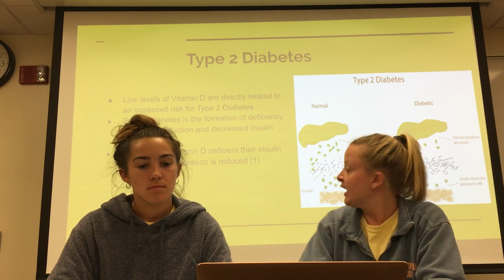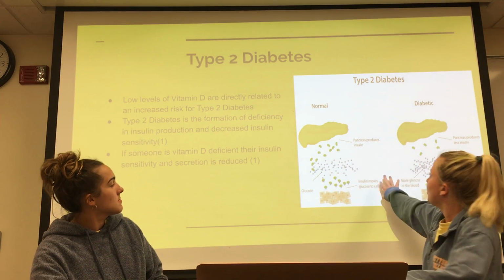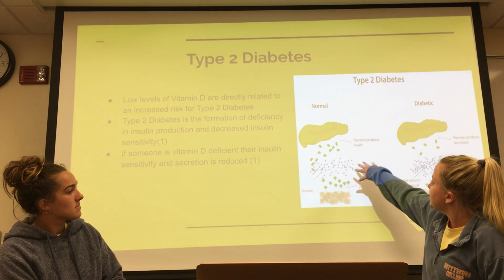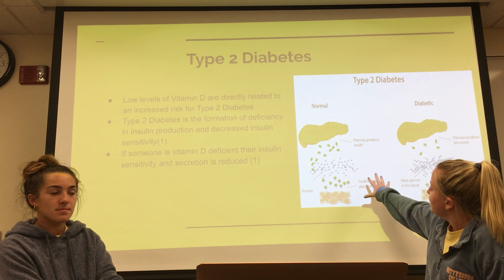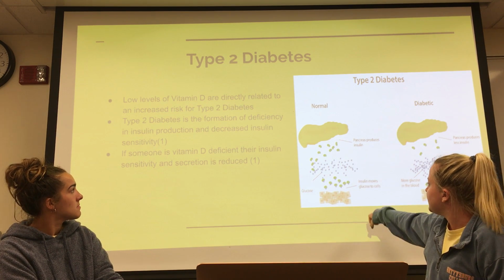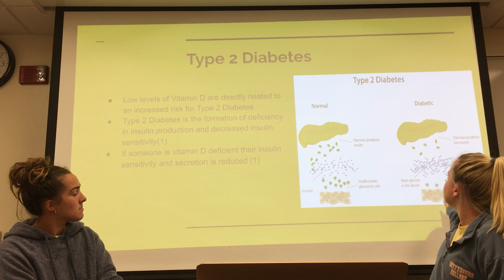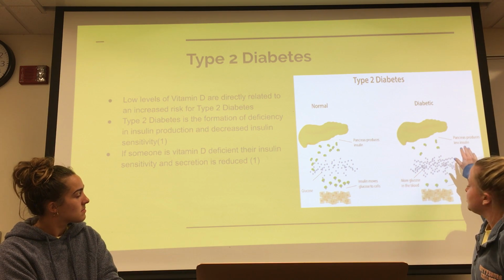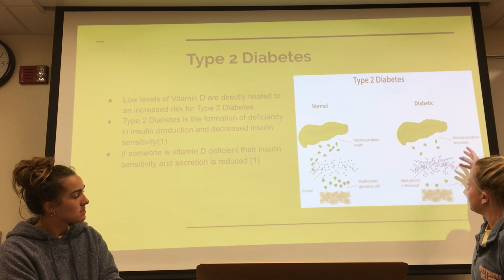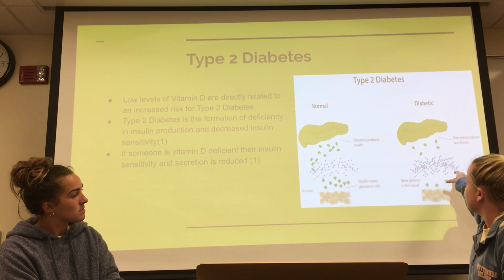So as you can see in this picture, this is a normal pancreas producing normal amounts of insulin, and the receptors are receiving that there is glucose in the body and they're taking it into the cells. But in someone that is diabetic, specifically type 2 diabetes, there is a reduced production of insulin, but there is a higher accumulation of glucose in the blood.